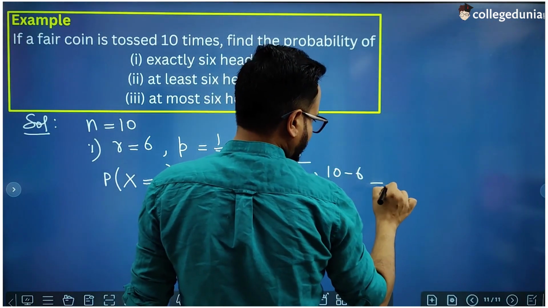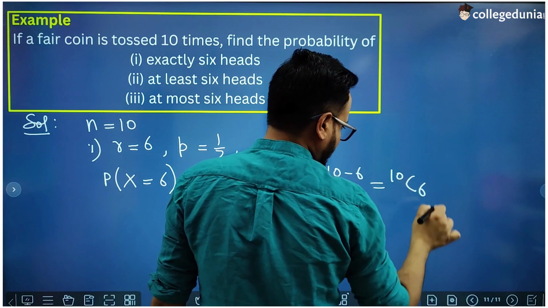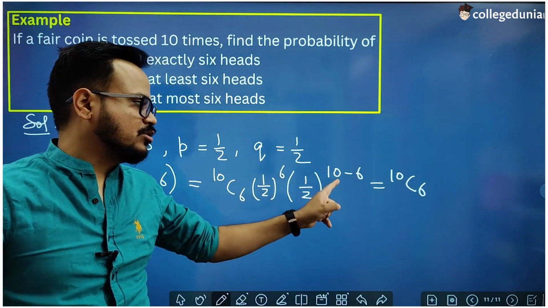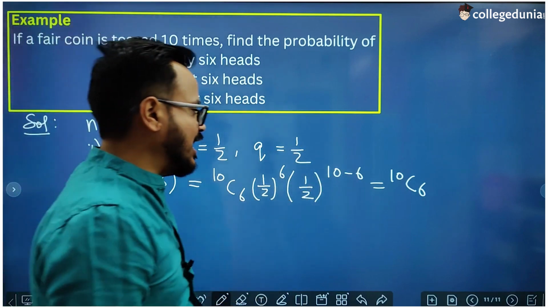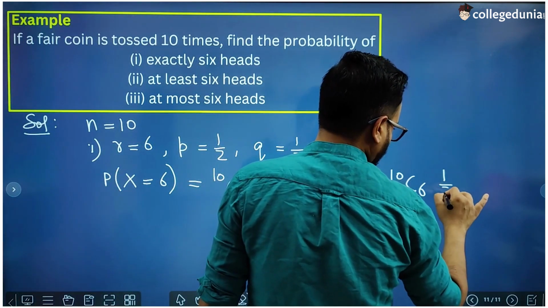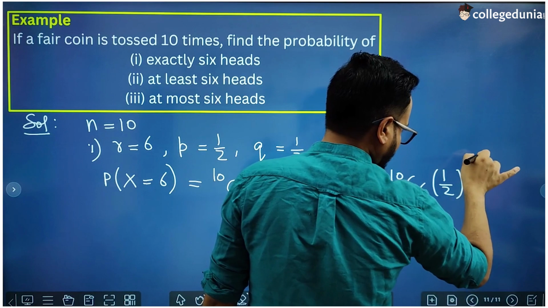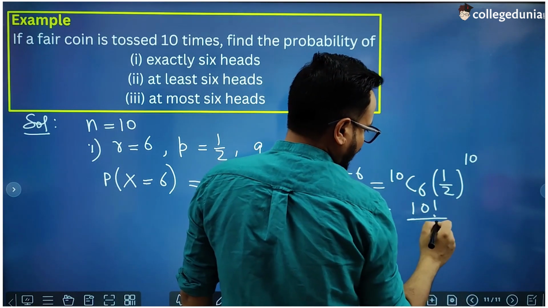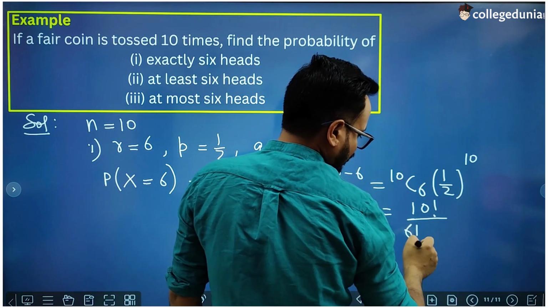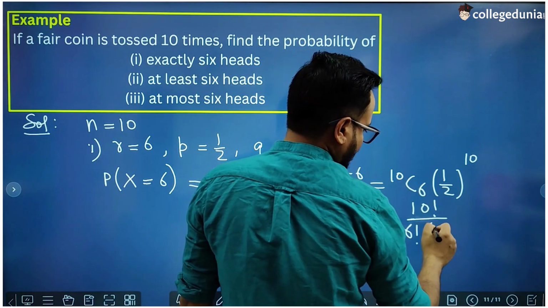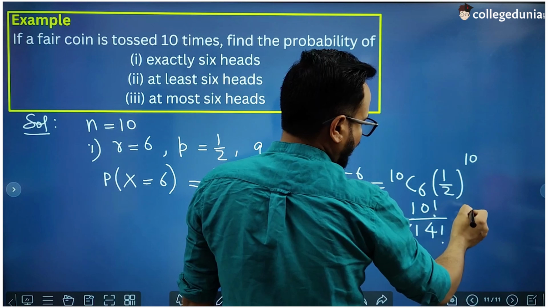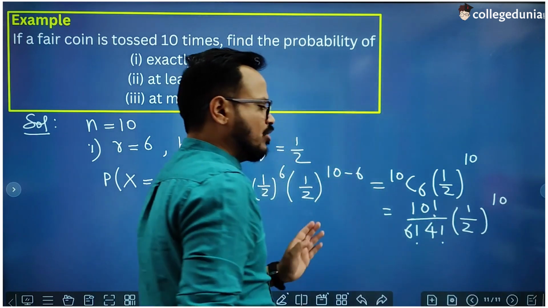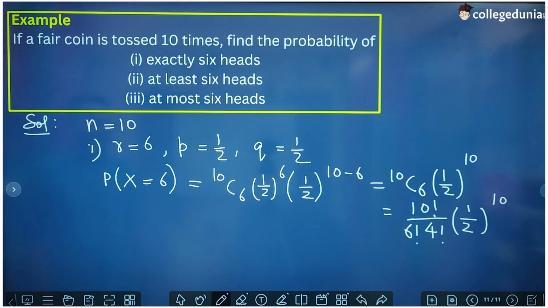So the answer is 10C6, this is 1 by 2 raised to power 6 and this is 1 by 2 raised to power 4. So when we add, this becomes 1 by 2 raised to power 6 plus 4, that is 10. Now we will expand this: 10 factorial divided by 6 factorial into 10 minus 6, that is 4 factorial, into 1 by 2 raised to power 10, or you can calculate it further, right?